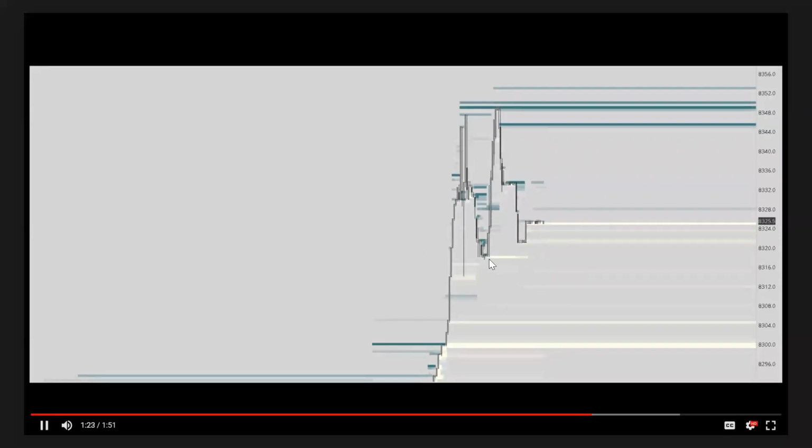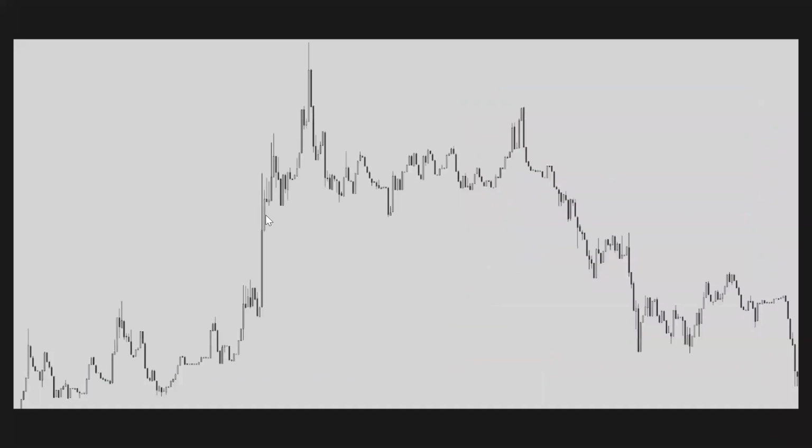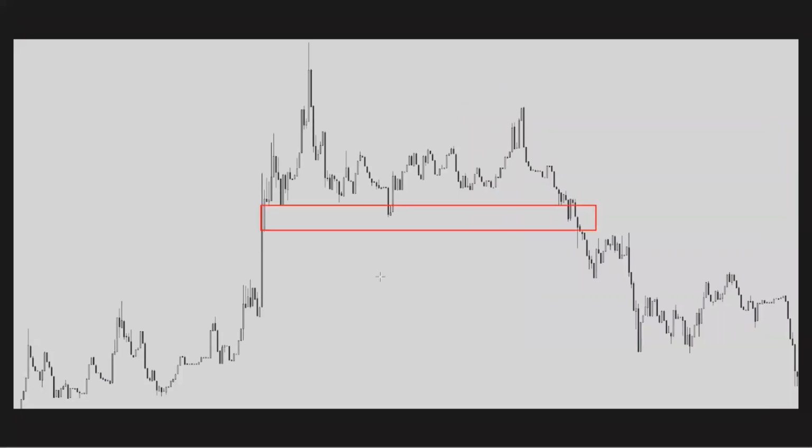So this right here is the bottom of this wick here, and it's when that breaks that you get the retrace, and this candle gets filled in.